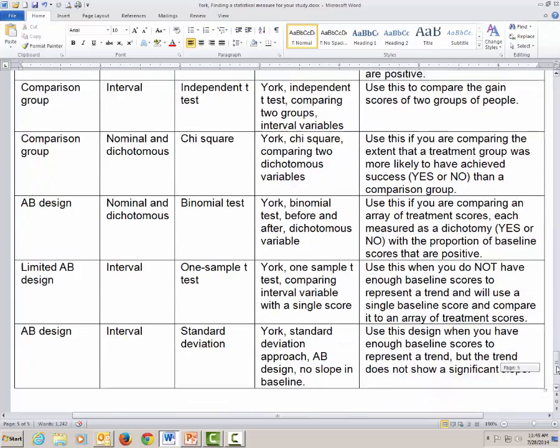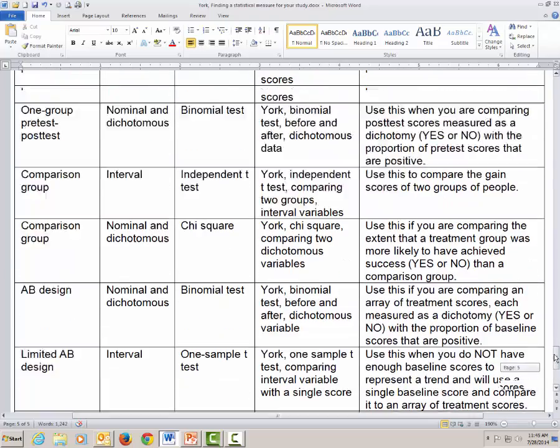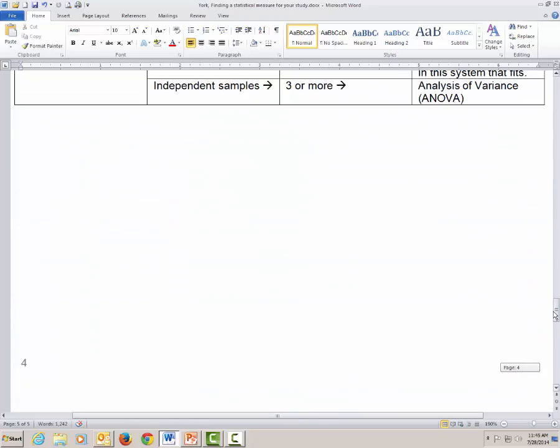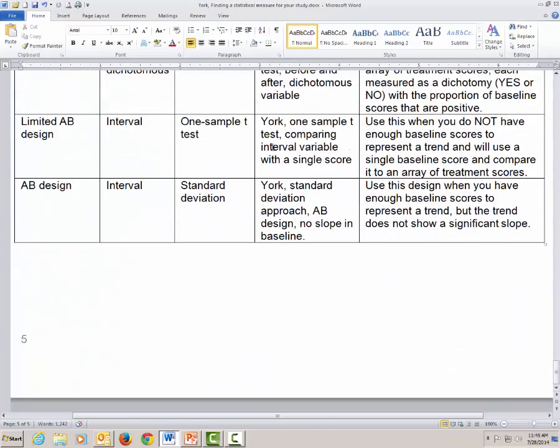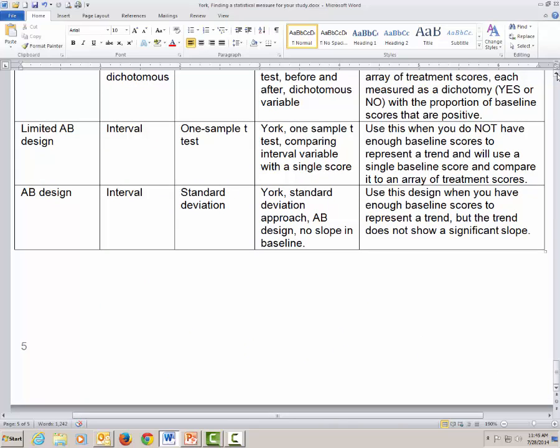Okay, I think that we're done here. Now the next step is simply to get that particular Excel file, if you're using this particular one, and enter your data. I hope this was helpful to you.